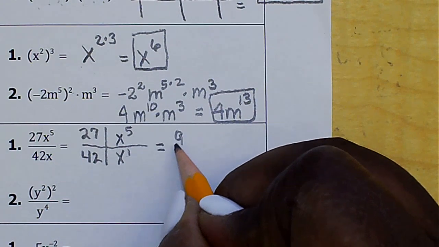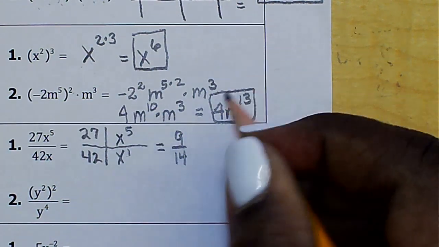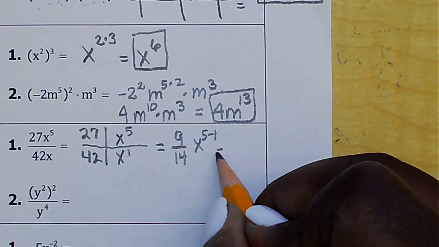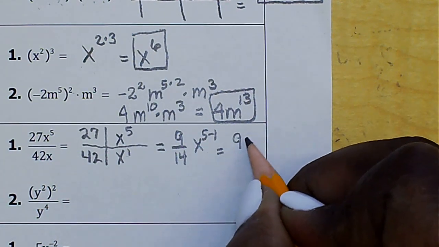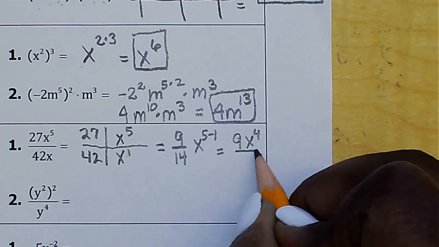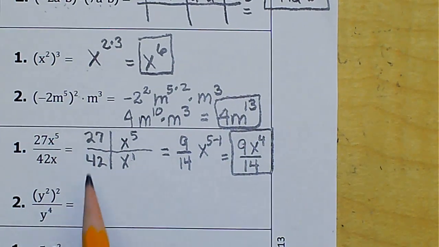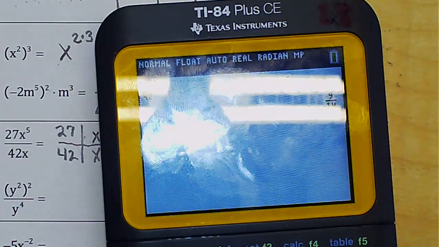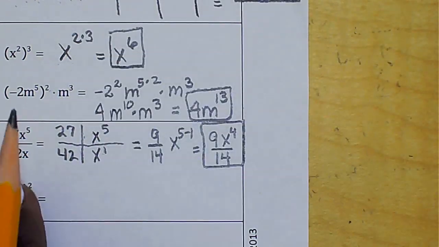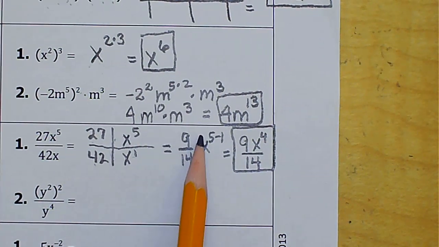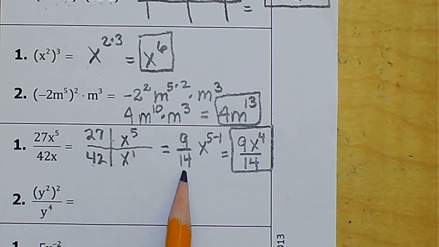So I know that is 9 over 14. Notice I didn't subtract those, but here I'm going to do x to the 5 minus 1. So my answer is 9x to the 4 divided by 14. So remember, I didn't try to make this 27 minus 42 because this is division. This is a quotient, division. 27 divided by 42 simplifies to 9 over 14.